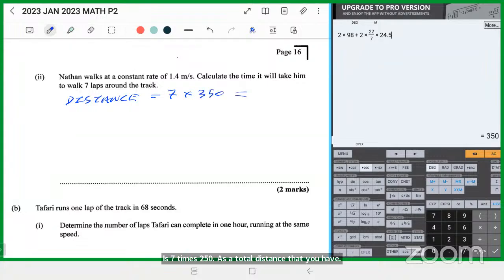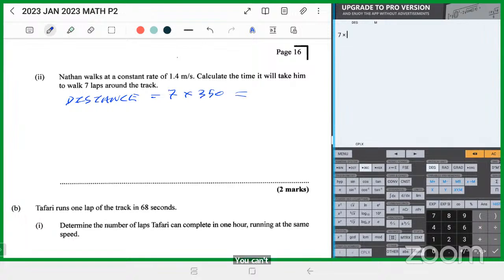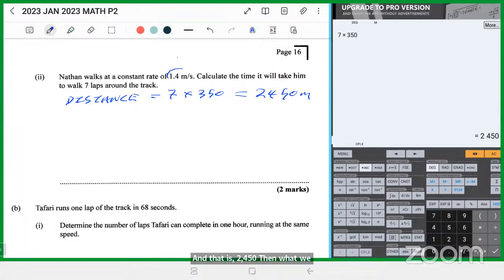And we can work that out. We don't have to, but we can work it out. And that is, he walked 2,450 meters total. Then what we know is that this that they gave us is the speed. That is the speed.